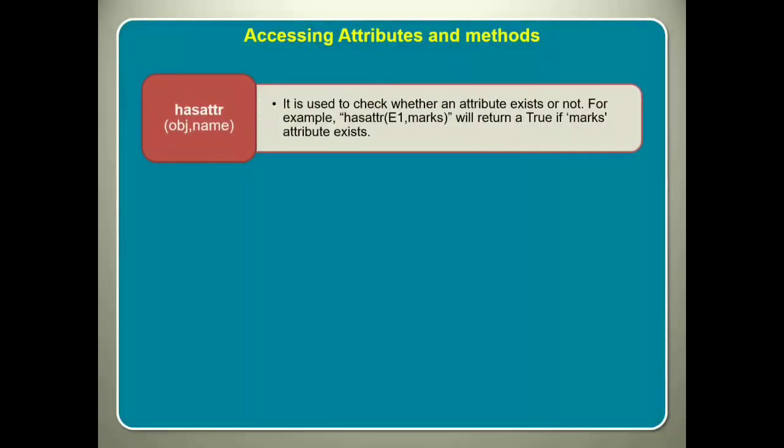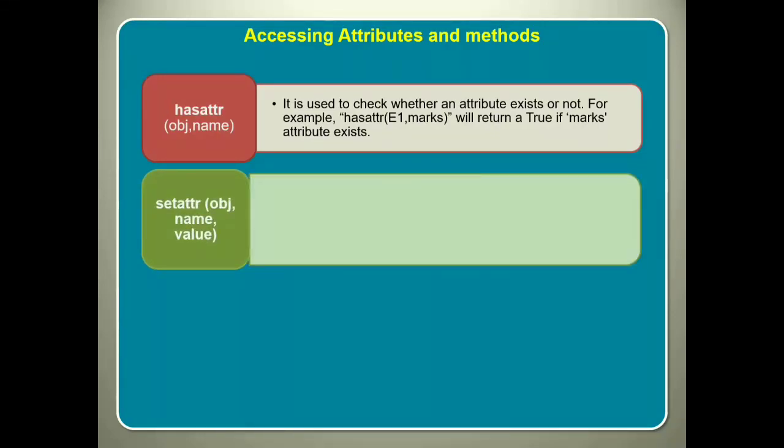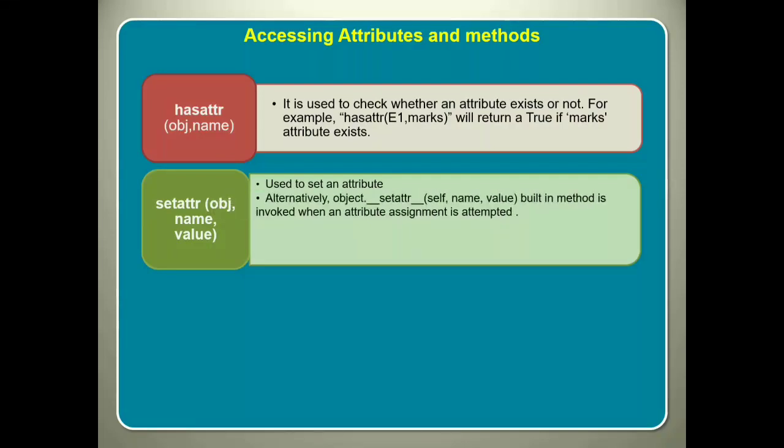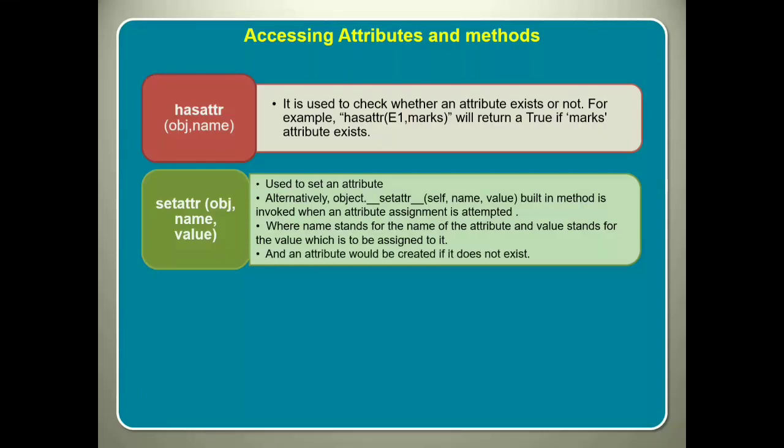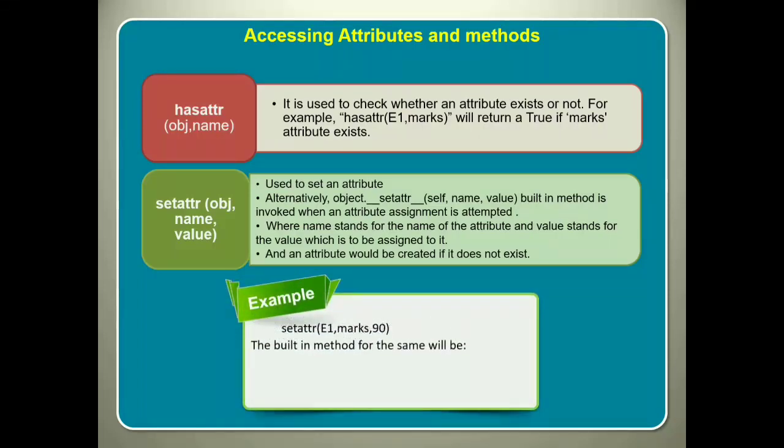The hasattr method is used to check whether an attribute exists or not. For example, the following command will return true if the marks attribute exists. And in order to set an attribute, the setattr method is used. Alternatively, the following built-in method is invoked when an attribute assignment is attempted, where name stands for the name of the attribute and value stands for the value which is to be assigned to it, and an attribute would be created if it does not exist. Take a look at an example. The built-in method for the same will be as follows. Either of the given statements sets the value of the attribute marks as 90.